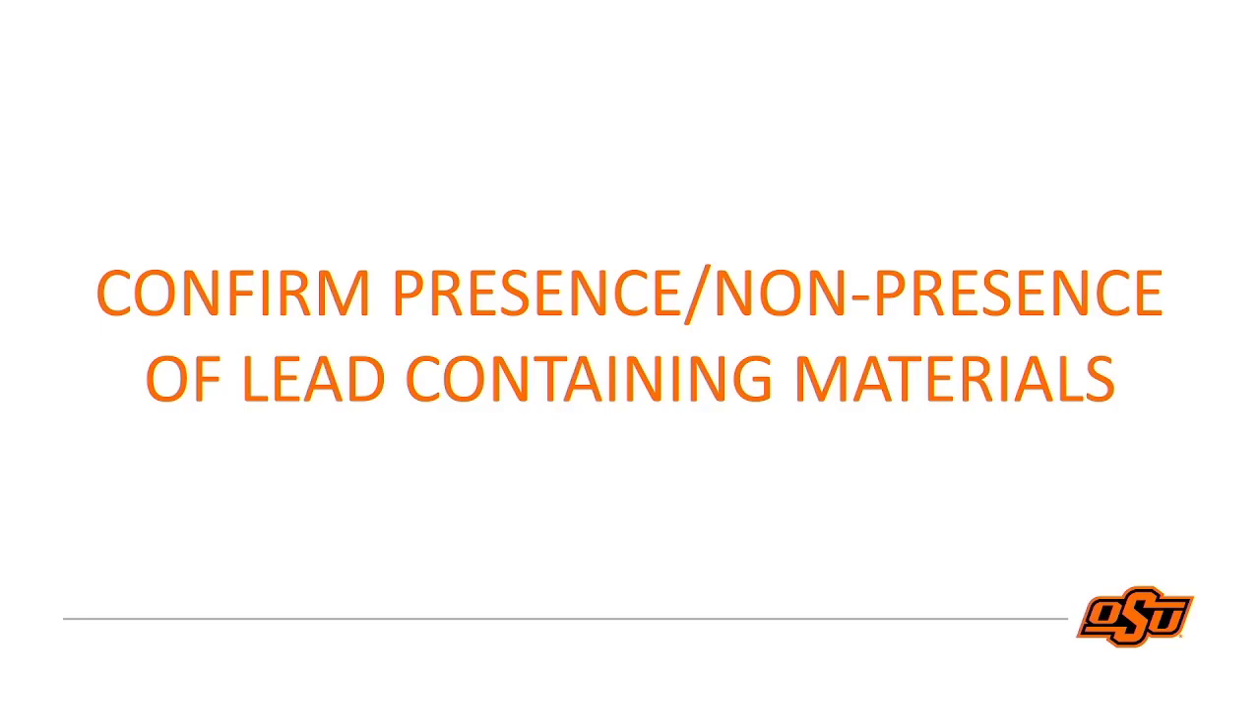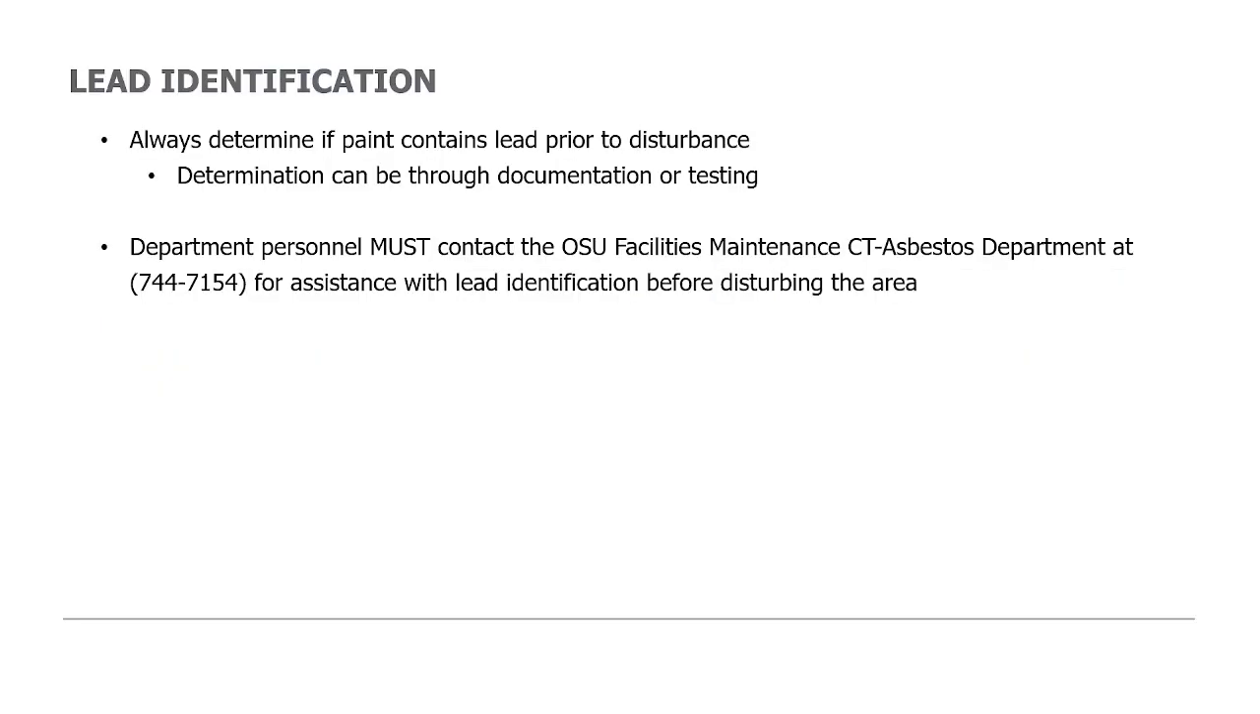So here we're going to confirm the presence or non-presence of lead-containing materials. So, lead identification. You can always determine if paint contains lead prior to disturbing that paint. And this can be done through documentation or testing.